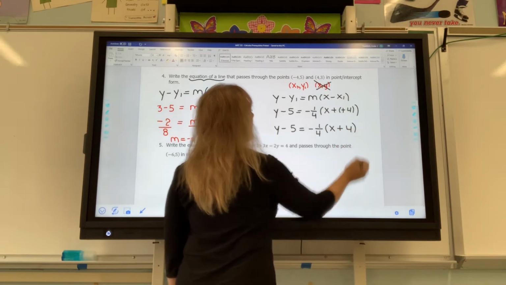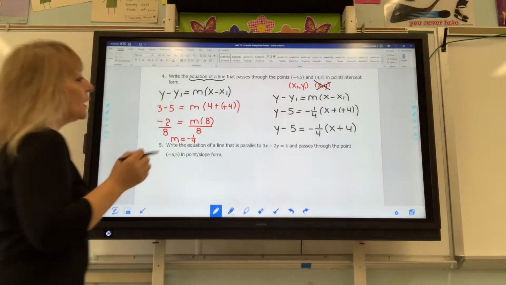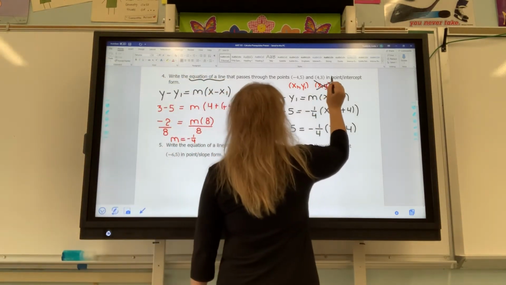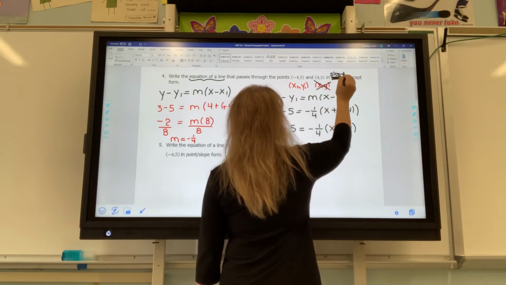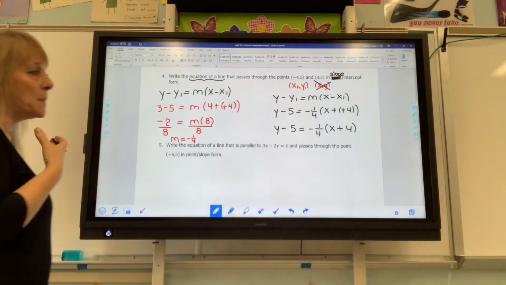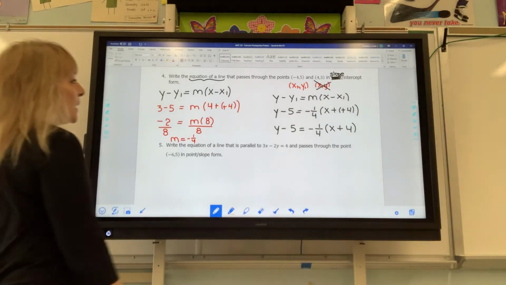Okay, the question is written down incorrectly. My apologies, none of the work is wrong. It is supposed to say slope intercept form, which leads me to believe that when you take your test, it's still going to say point intercept. There's no such thing as point intercept. It's slope intercept. This is not slope intercept.